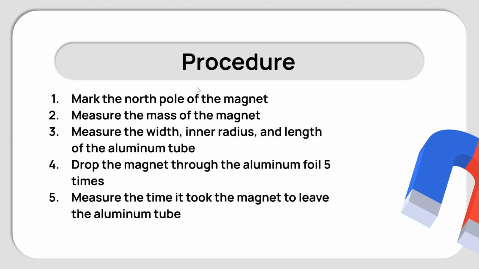For the procedure, first we marked the north pole of the magnet, then we measured the mass of the magnet. We measured the width, inner radius, and length of the aluminum tube, and then we dropped the magnet through the aluminum foil 5 times, and for each time we measured how long it took the magnet to leave the aluminum tube.